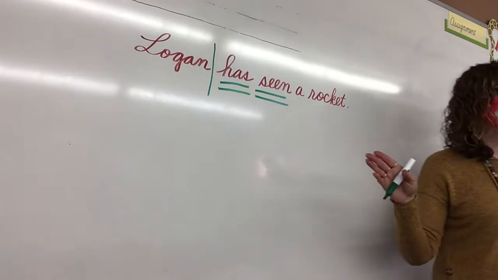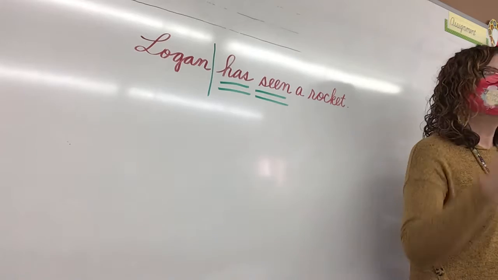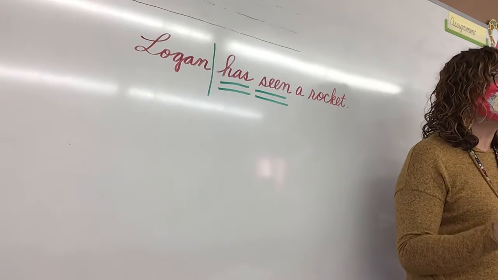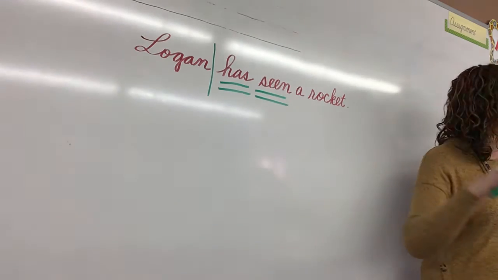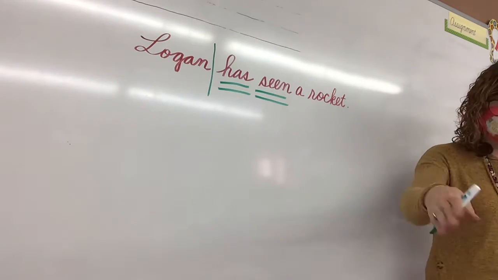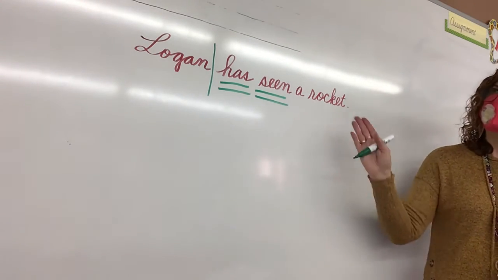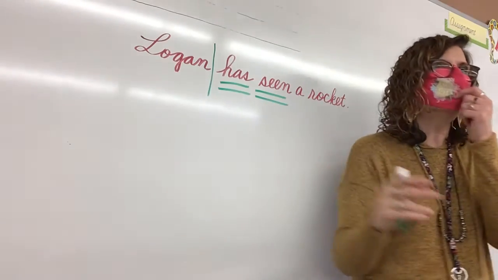So that is called a what? What do you call this? Verb phrase. Very good. A verb phrase. The helping verb and the action verb together is called a verb phrase. So you're going to have to underline your verb phrase 2 times. Then you're going to go back to the subject part of the sentence.